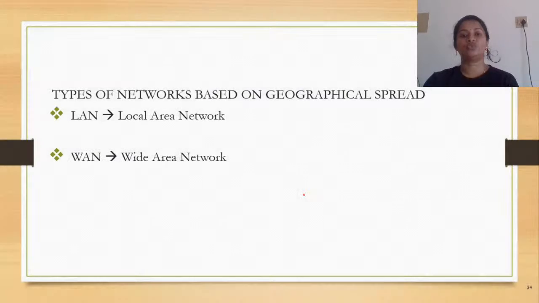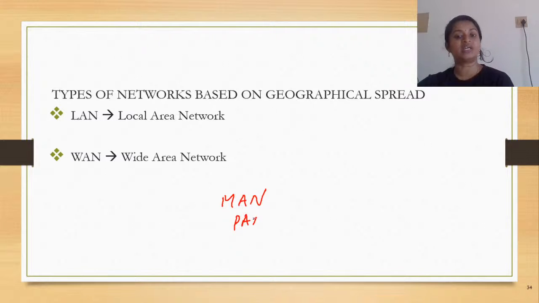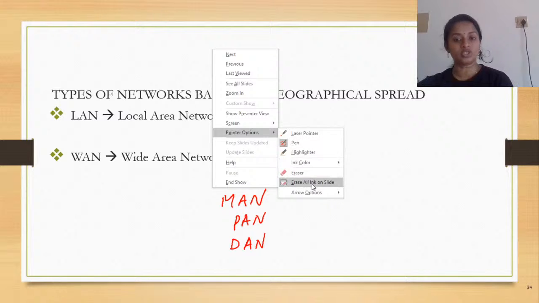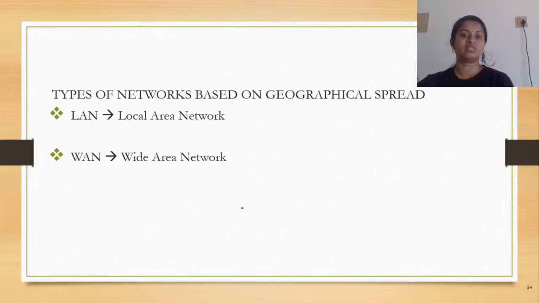Now we are going to see the different types of networks based on the geographical spread. Okay. What are we trying to see? We're going to see LAN and WAN. Apart from this, we also have other networks like the metropolitan area network, which we call MAN. We have PAN, which is the personal area network. We have the disk area network, which is the DAN.